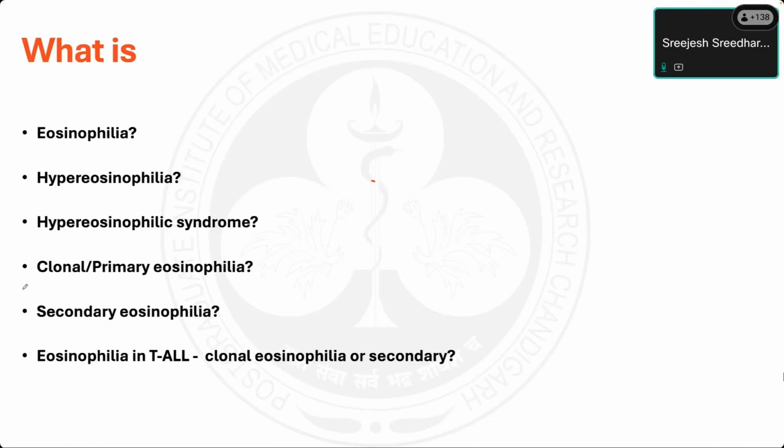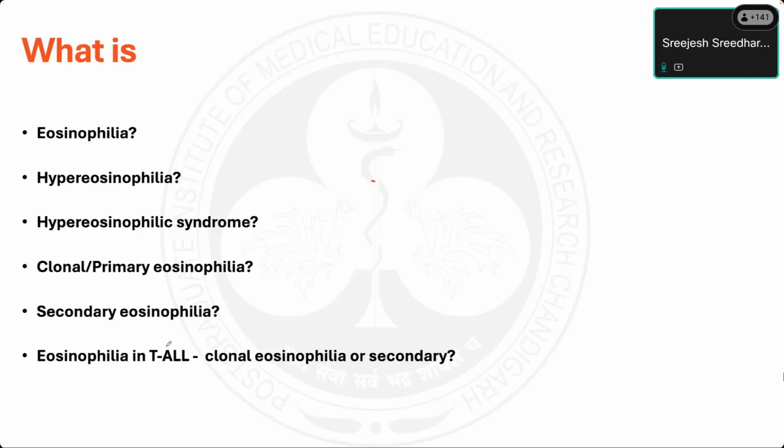So what about eosinophilia in T-ALL? Is it clonal eosinophilia or secondary? Clonal? No. So in T-ALL, what is the clone? It's a T cell, right? T lymphoblasts are the clonal cells, and eosinophilia is secondary to that clonal process.